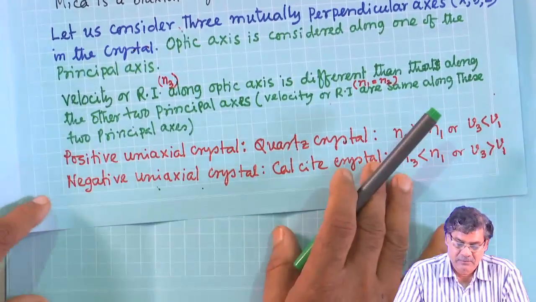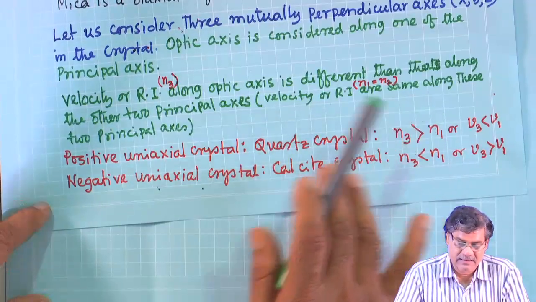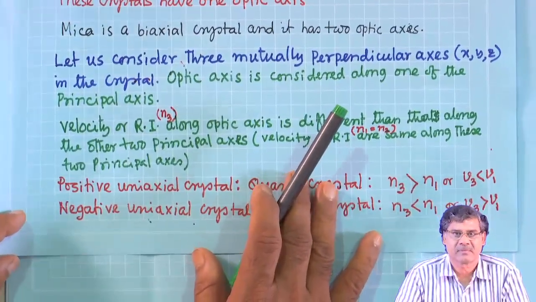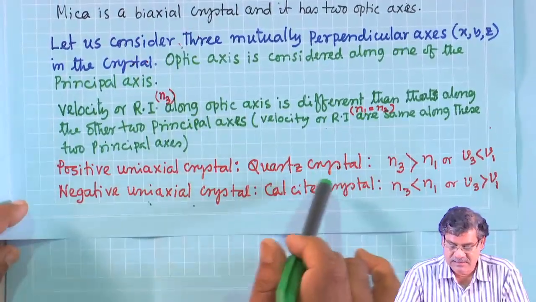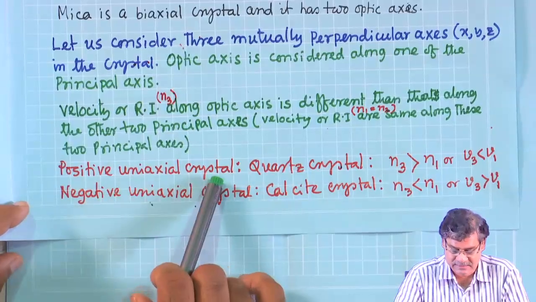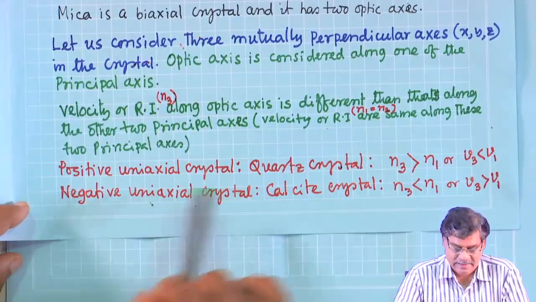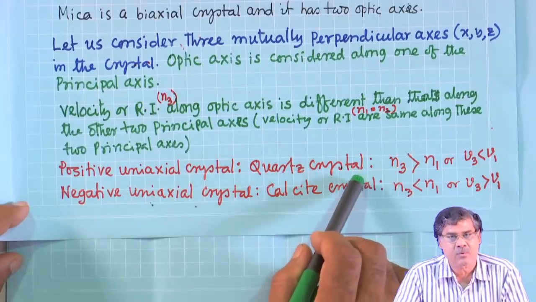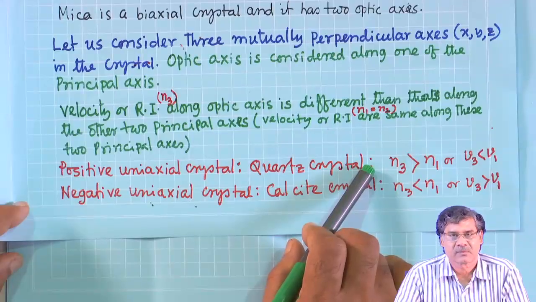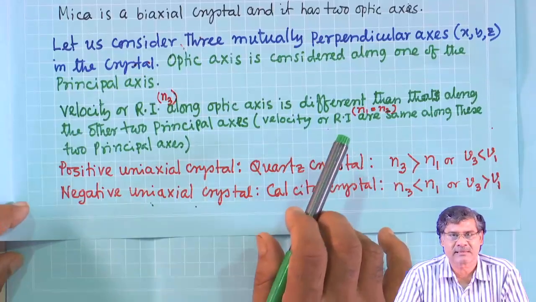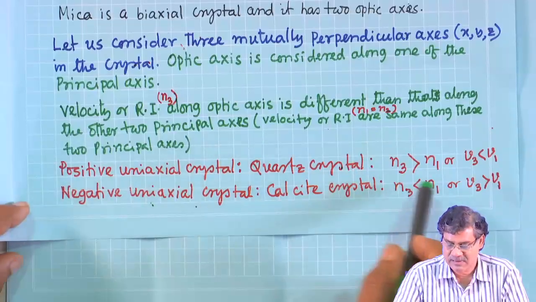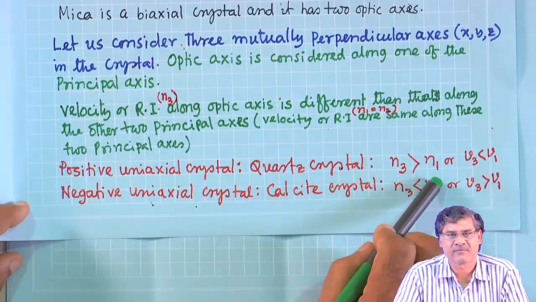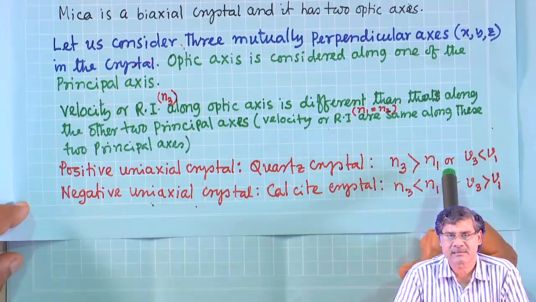Now, calcite crystal and quartz crystal are both uniaxial crystals, but there is a difference. Quartz crystal is called a positive uniaxial crystal and calcite crystal is called a negative uniaxial crystal. In the case of quartz crystal, the refractive index along the z axis, n3, is greater than the refractive index along the x or y axis.